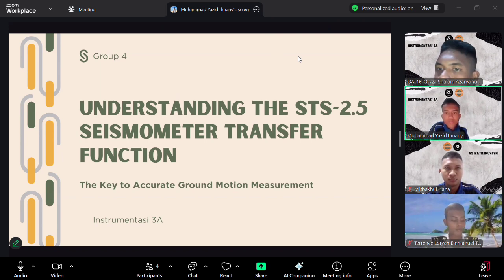Here we talk about the presentation: understanding the STS 2.5 seismometer transfer function. And here we talk about the key to accurate ground motion measurement.